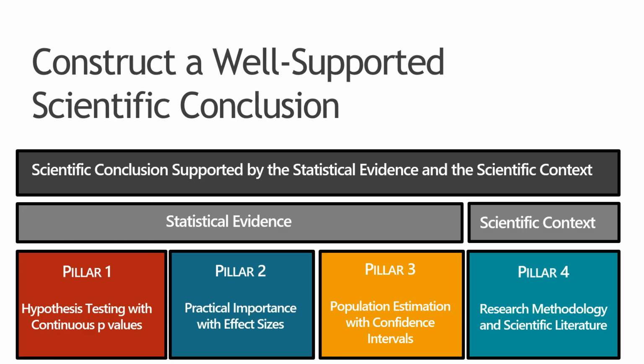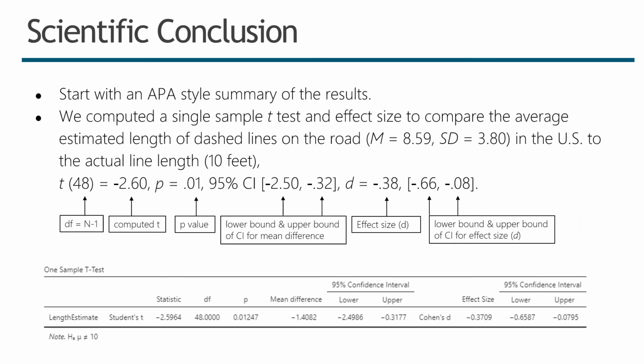All right, finally, once you have done all of this, we need to pull it all together in one well-supported scientific conclusion. In our scientific conclusion, we want to talk about all 3 pillars of statistical evidence and also discuss, to the extent possible, pillar 4, the scientific context. So you want to start with an APA-style summary of the results. This is a very specific reporting format that people use across disciplines. Some disciplines have slightly different reporting, but you'll find them all very, very similar. This makes it way easier to read journal articles if everybody's reporting the results in a very regimented, similar fashion.